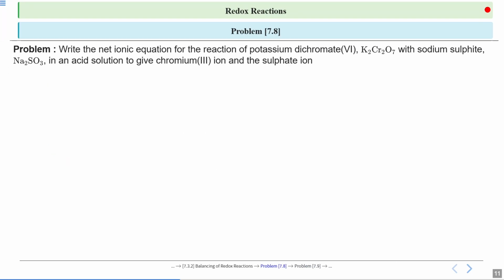So here, first of all, as we have studied about the acidic medium, let's solve a question that is problem 7.8 of NCERT. Write the net ionic equation for the reaction of potassium dichromate, that is K2Cr2O7, with sodium sulfite, that is Na2SO3, in an acid solution to give chromium ion and the sulfate ion. To balance this with the help of the oxidation number method, you are provided here with some time, and after that, I shall provide you the correct answer to this question.